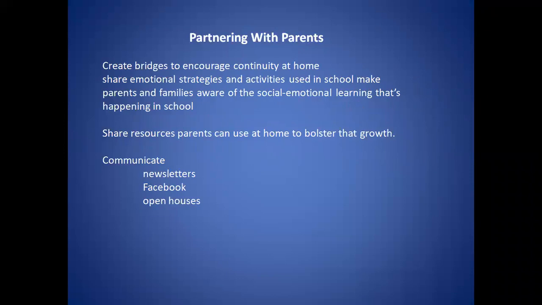So we've defined social and emotional learning. We've talked about what teachers can do. Now we're talking about what else, how can you get help? What are some of the methods that we can use to get help with social and emotional learning for the children and adults that we teach? So the first thing is that you can share emotional strategies and activities used in school to make the families aware of social and emotional intelligence.